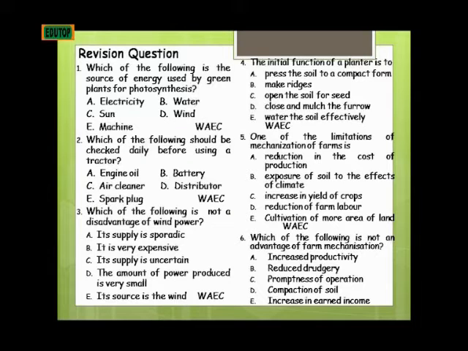And then the third question is, which of the following is not a disadvantage of wind power? A. Its supply is sporadic. We are talking about disadvantage here. B. It is very expensive. C. Supply is uncertain. D. The amount of power produced is very small. E. Its source is the wind. Now we are talking about which of the following is not a disadvantage.